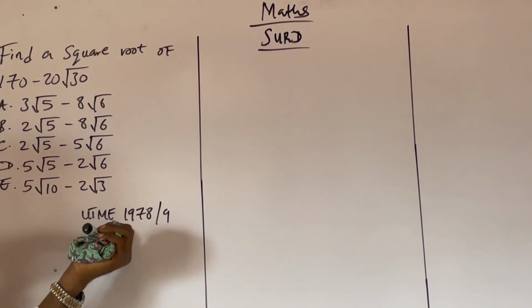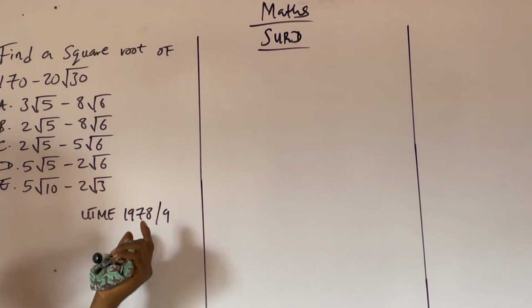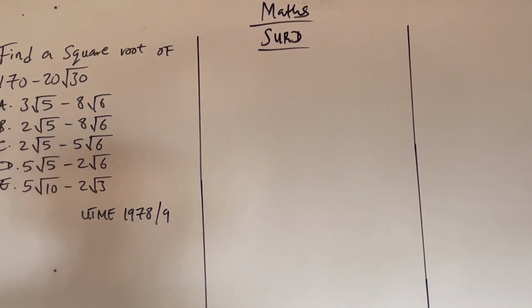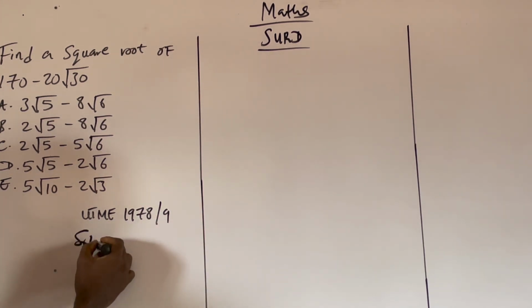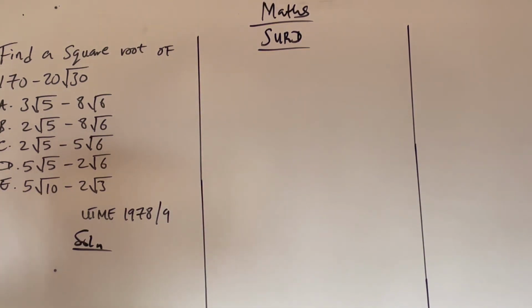This is a UTME question, 1978 number 9. Solution. Remember, I have taught surds here. I have taught rationalization of surds and conjugate surds. Now, this one is the mathematics aspect of surds. This is called equality of surds. So now, what do you do?